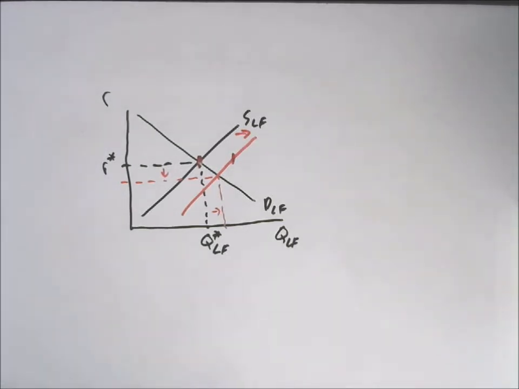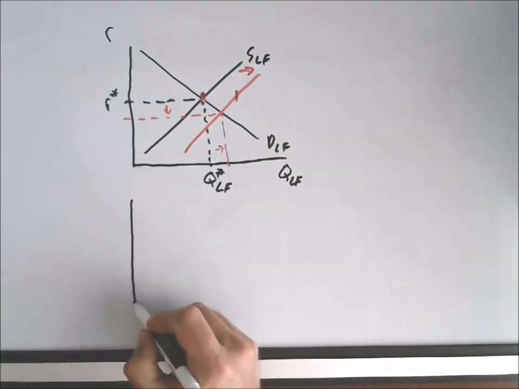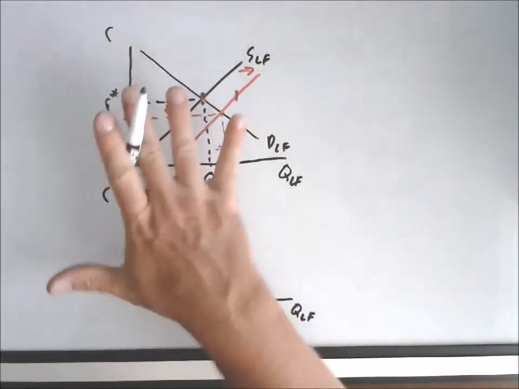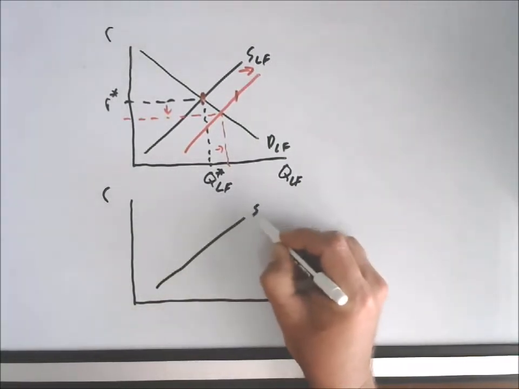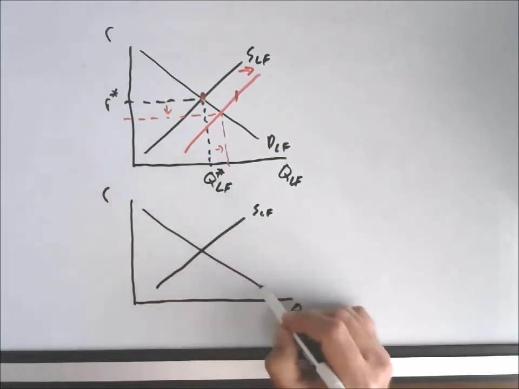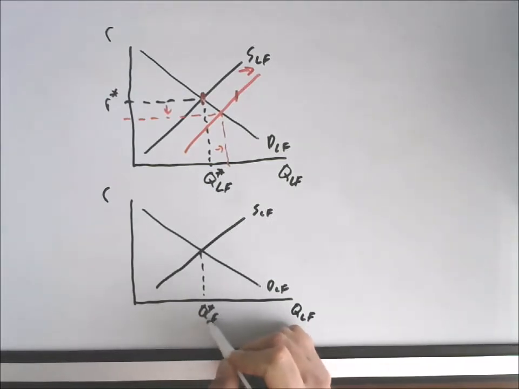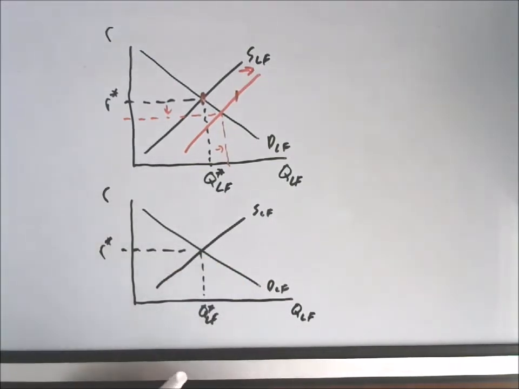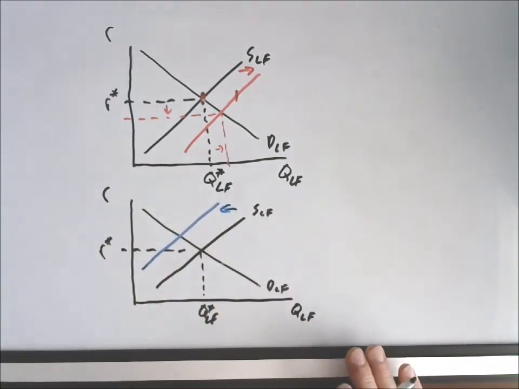Now, a decrease in the supply of loanable funds. I probably should have moved this up more, but whatever, I'll fit it in. So a decrease in the supply of loanable funds, just redrawing our loanable funds market here, looks like a leftward shift in the supply of loanable funds curve.